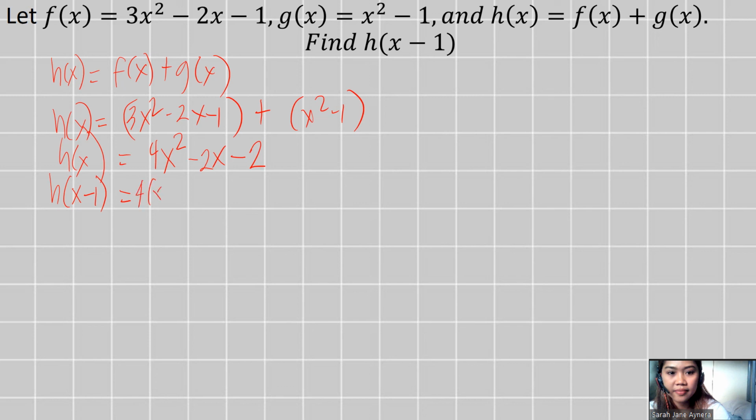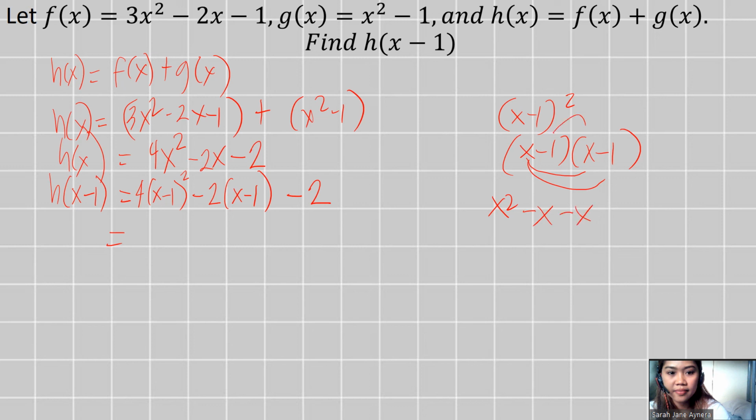Meaning, you are going to substitute x minus 1 for all x in the function h. So, 4 times x minus 1 squared, minus 2 times x minus 1, minus 2. Let us simplify first the exponent. x minus 1 squared is just x minus 1 times itself. We can use the FOIL method. x times x is x squared. x times negative 1 is negative x. Negative 1 times x is negative x. Negative 1 times negative 1 is positive 1. Combine like terms: x squared minus 2x plus 1.